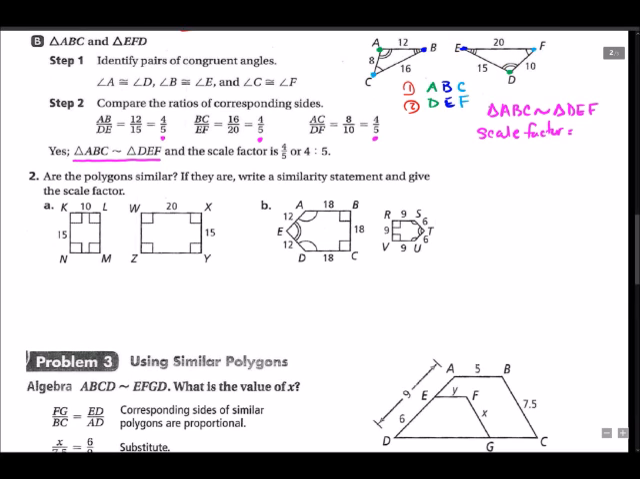Well, what is the ratio of all of our corresponding sides? We have a 4 to 5 ratio. So our scale factor is 4 to 5. And you can write that in any of our ratio ways, as a fraction or with the colon or with the word "to": 4 to 5 ratio.